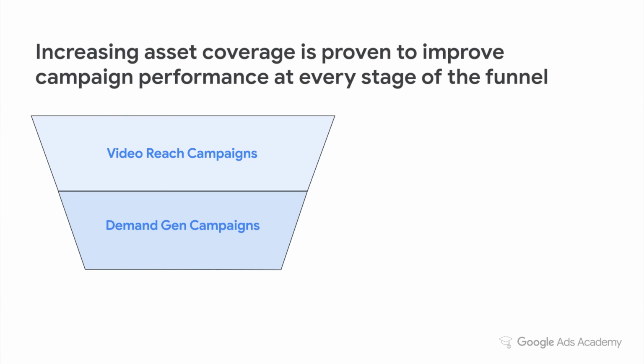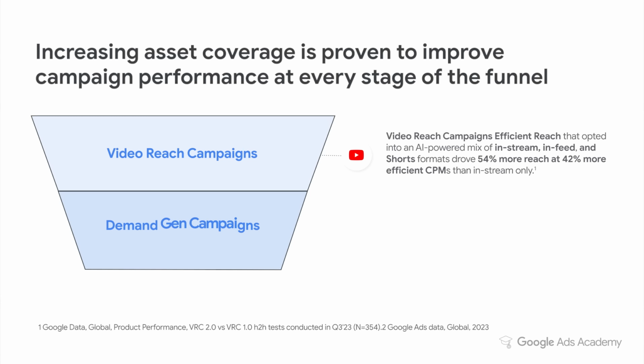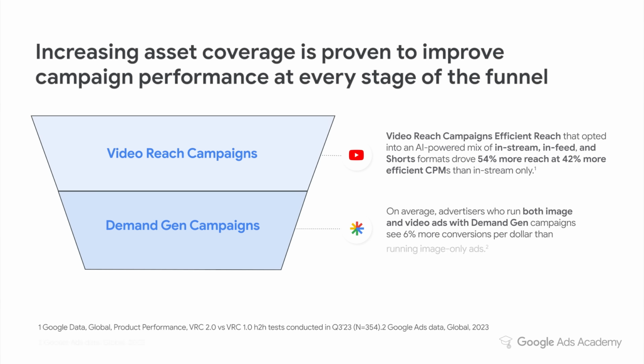For example, video-rich campaigns for efficient reach opted into a fluid mix of in-stream, in-feed, and shorts drive on average 54% more unique reach at 42% more efficient CPMs than in-stream only. On demand gen, advertisers who run both image and video ads see on average 6% more conversions per dollar than running image-only ads.